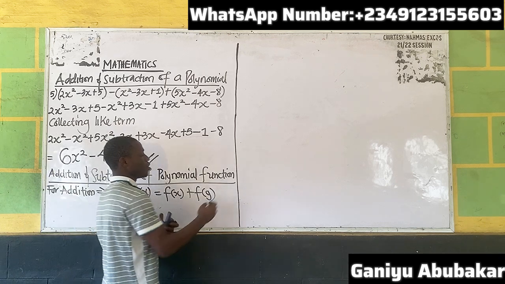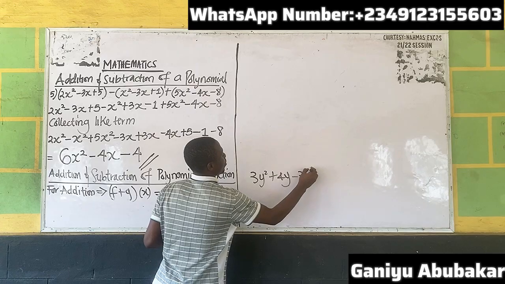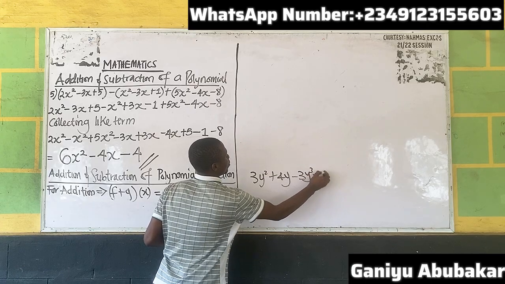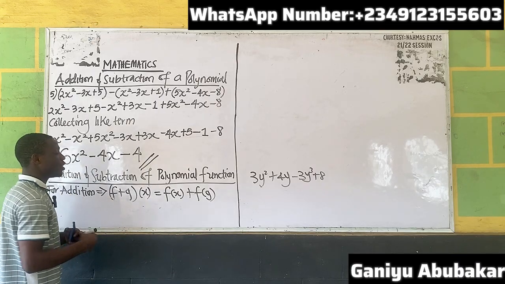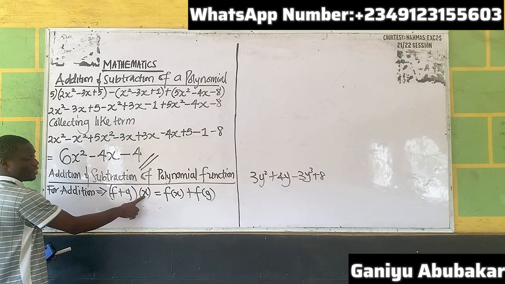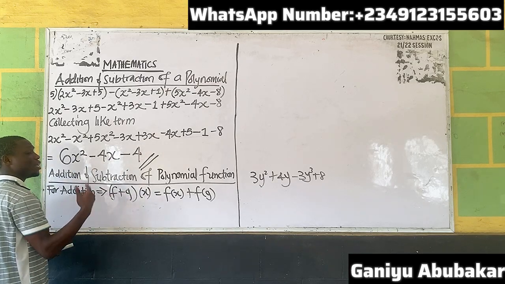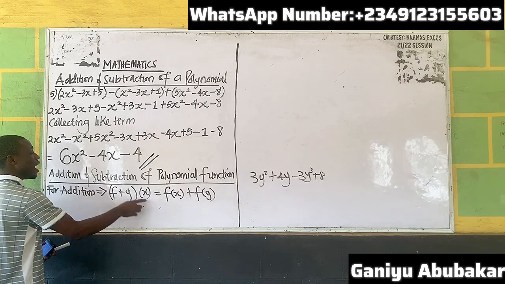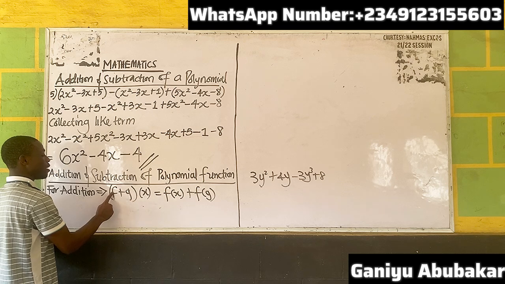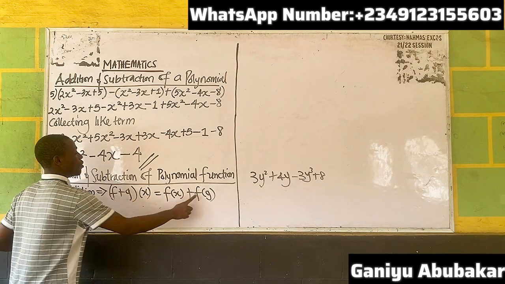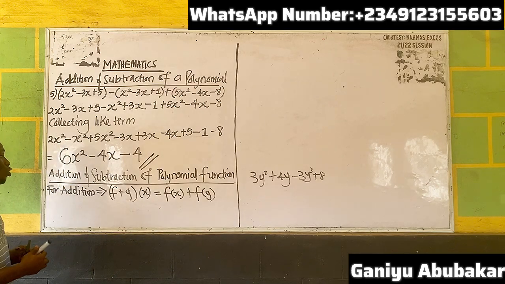If I have 3y squared plus 4y minus 3y cubed plus 8, everything here is in y form. So in that case, it will be y. But because all the terms are in x form, I'm having x here. That's what this x means: all the terms in f and all the terms in g are in the x variable. So f plus g of x means f of x plus g of x. That's how you add up a polynomial function.